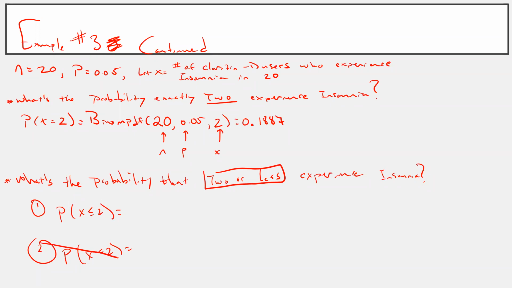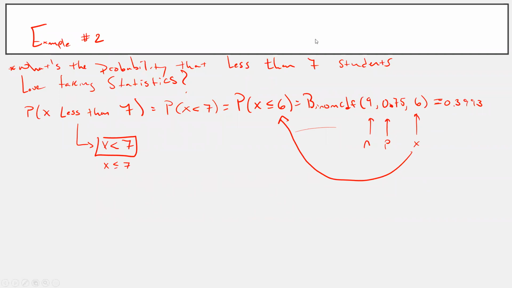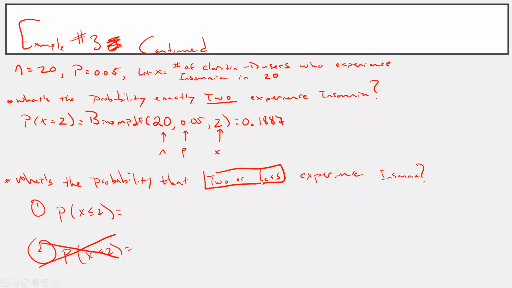So do you see, you have to pay real close attention to how it's worded, right? If you look back here, this was just less than seven. This one is 2 or less. So that "or" tells me it's going to be this first one here. All right, so this is binom CDF. And again, it's always N, which is 20, P, which is 0.05, and X, which is this value right here, which is still going to be 2. So you're going to grab your calculator.